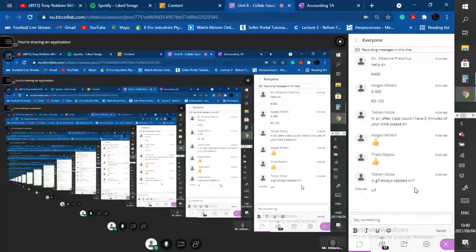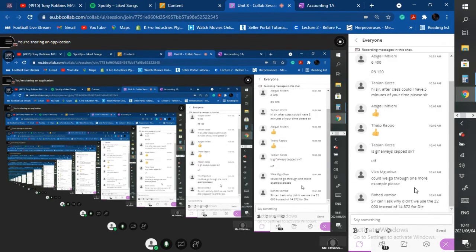Yes, it is always capped at that 14,872. They probably won't even tell you in the exam, because you're not going to write any tests from here. But if they give you a salary greater than 14,872, even if it's 14,873, you're going to use 14,872. That's going to be your UIF remuneration.